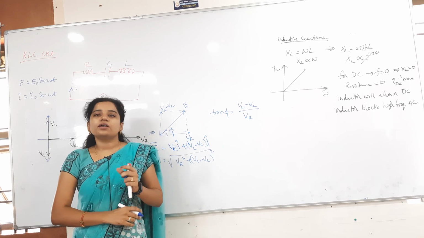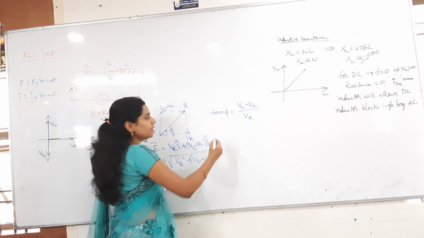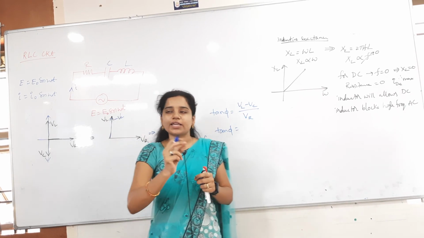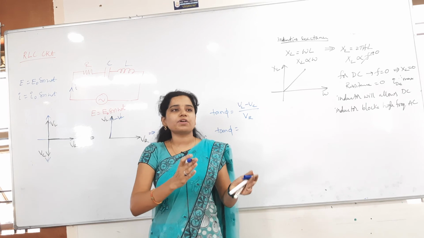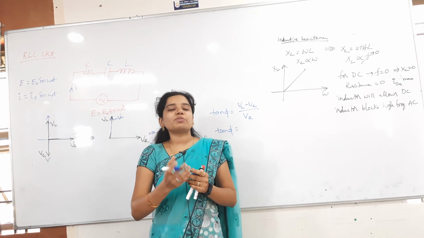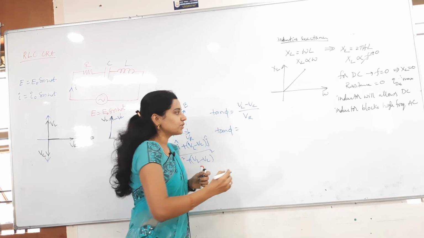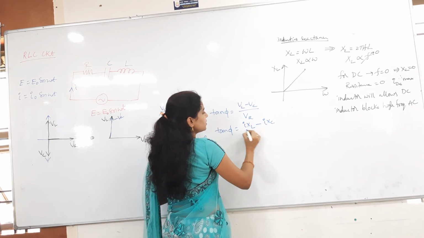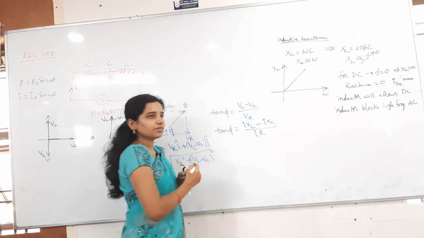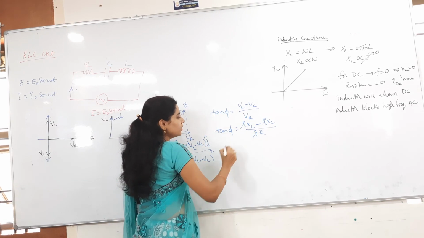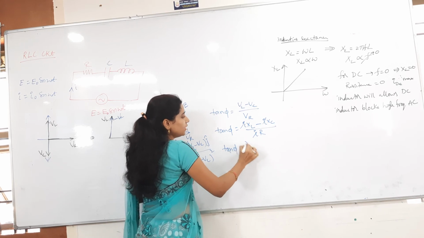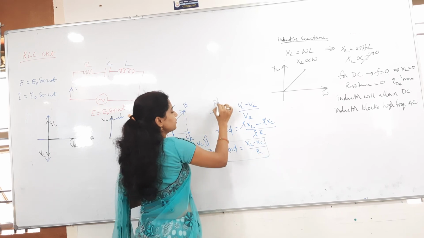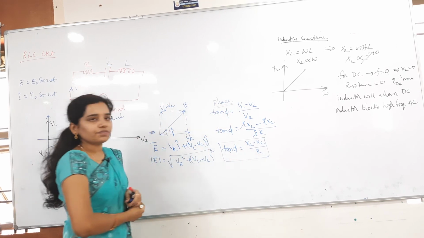Whenever they have given the reactances only, at that time tan phi is equal to VL, nothing but, what is the formula for us? Voltage is equal to I into resistance only. Resistance offered by the inductor is XL. So I can say I into XL minus I into XC by I into just R only. Then I gets cancelled. Then what will you get here? Tan phi is equal to XL minus XC by R. This is the phase difference. This is the phase difference between them.